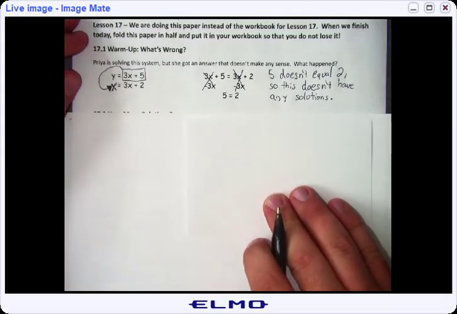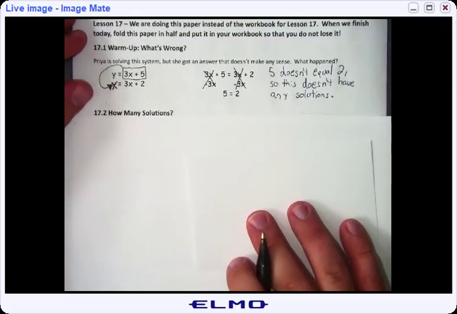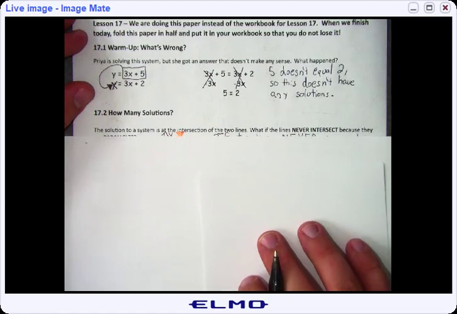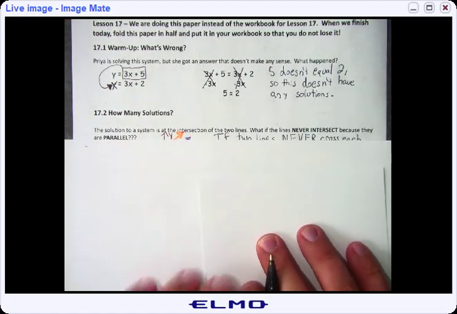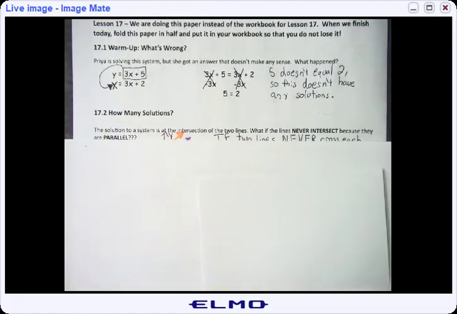On the next part, now we're going to go on to 17.2. It says, how many solutions? So what we have, it says the solution to a system is the intersection of two lines. That is where we would find the solution to two equations. But what if the lines never intersect because they are parallel?